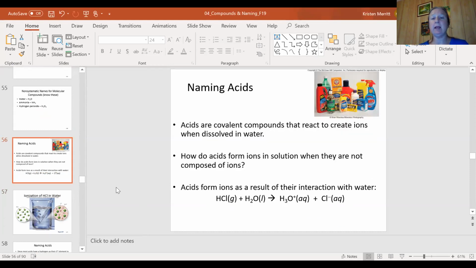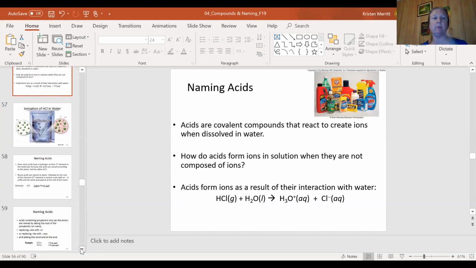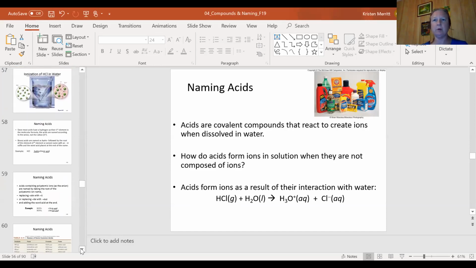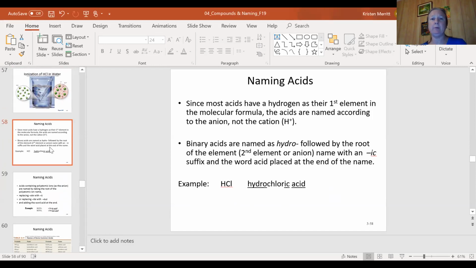They're generally written with the H in front. And you can either have binary, which is only 2 elements, a hydrogen and something else. Binary means 2. It means 2 different specifically. Like computers code in binary 1s and 0s. It's the same concept. So if it's binary, the element name will end in IC. So ic: fluoric, chloric, bromic, like that.